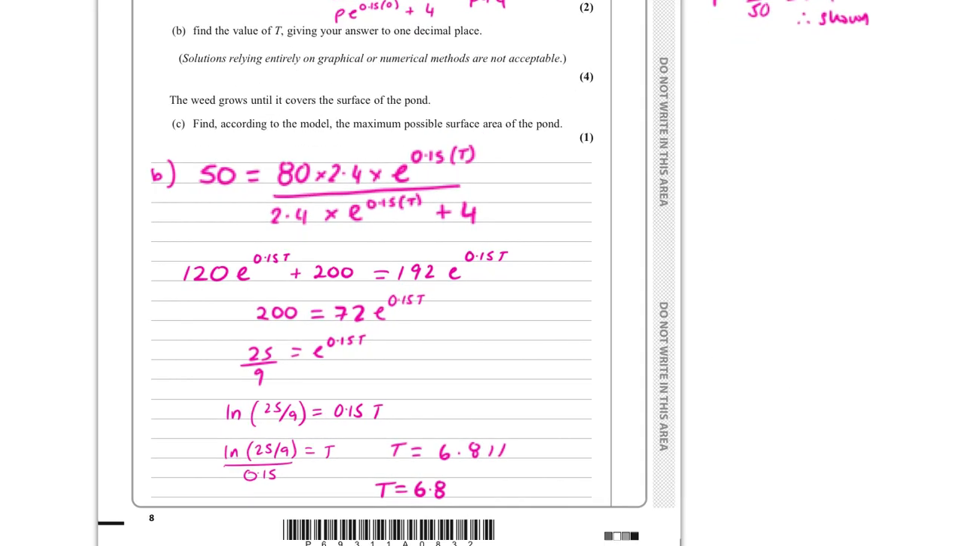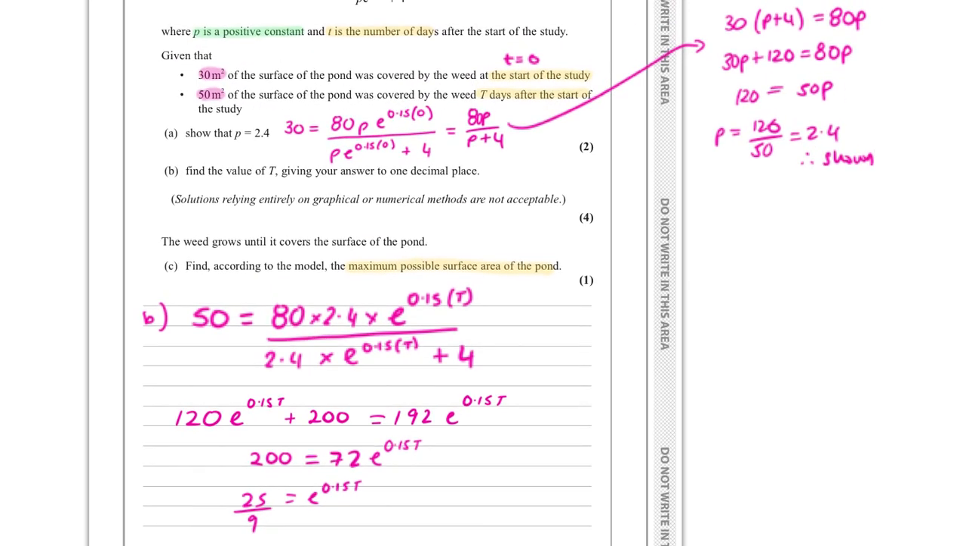So it then says the weed grows until it covers the surface of the pond. Find, according to the model, the maximum possible surface area. So if we want the maximum possible surface area, I like to think of it like this. I put in the biggest value of t. So I'm just going to assume, I'm going to put it into this. So just assume t equals 1,000.